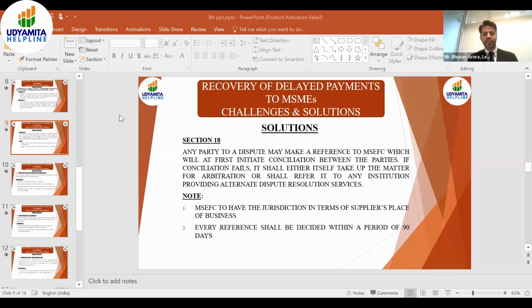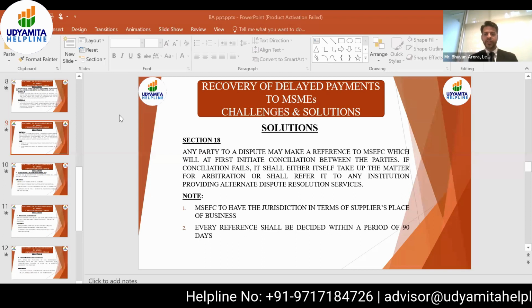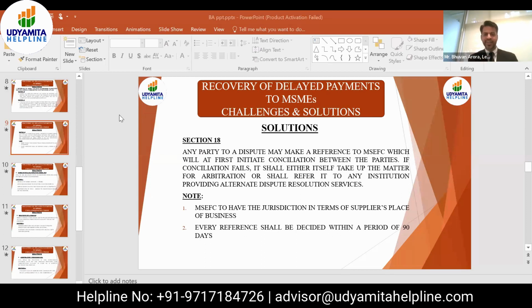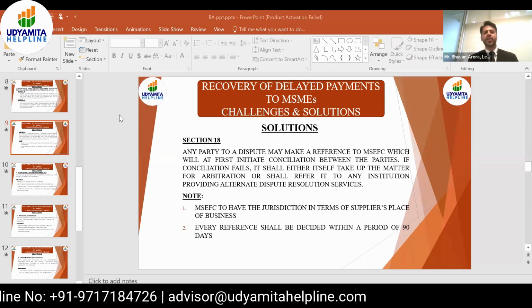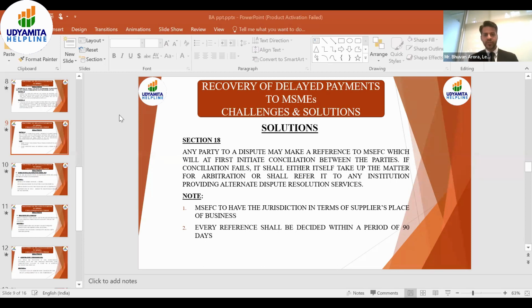If that conciliation fails, then there are two options. Either the MSEFC will take up the matter for arbitration by themselves, acting as the arbitrator, or they will refer it to any institute which provides that facility. Like in Delhi, we have the Delhi International Arbitration Centre, which is in the Delhi High Court and provides all alternate dispute resolution services. So they will refer to that if the case is in Delhi.